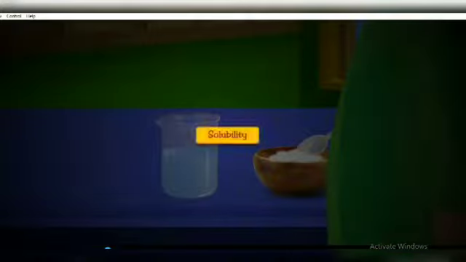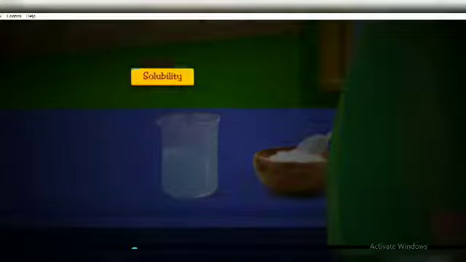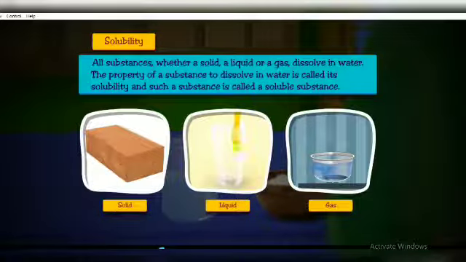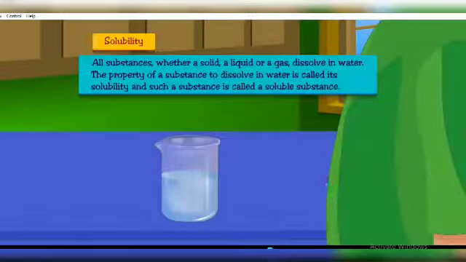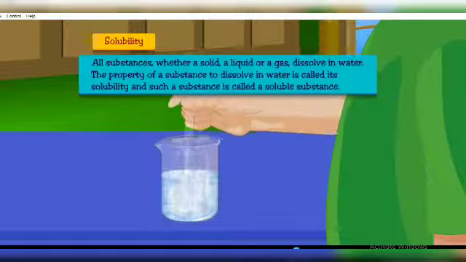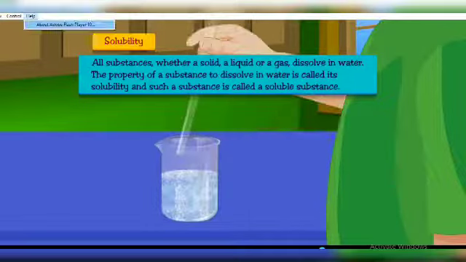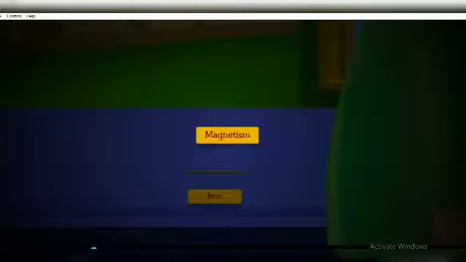The fourth property of materials is solubility. Some substances, whether a solid, a liquid, or a gas, dissolve in water. The property of a substance to dissolve in water is called its solubility, and such a substance is called soluble.